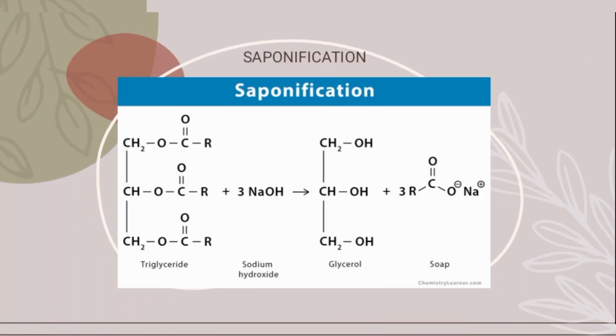As we can see, saponification is the reaction between a triglyceride, which is palm oil or a natural ester, and 3 sodium hydroxide to produce glycerol and 3 soap.